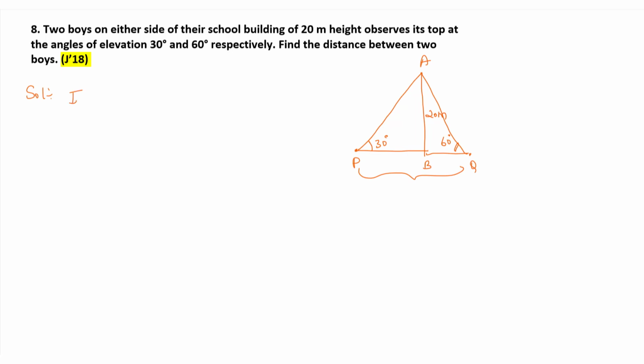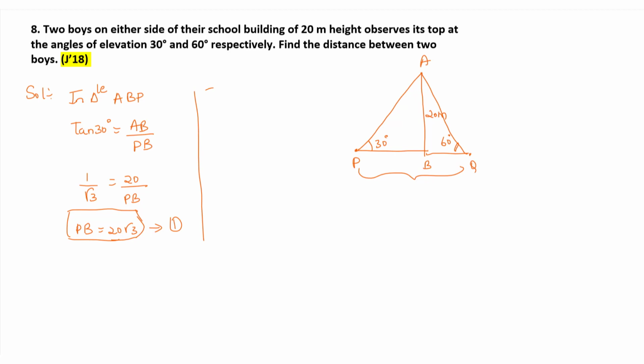Now in triangle ABP, tan 30 is equal to opposite, that is AB, by adjacent, that is PB. Tan 30 value is 1 by root 3 and AB is given as 20 by PB. Hence we get PB as 20 root 3. This is our equation 1.